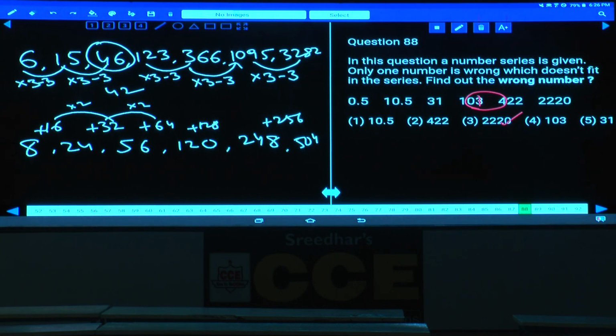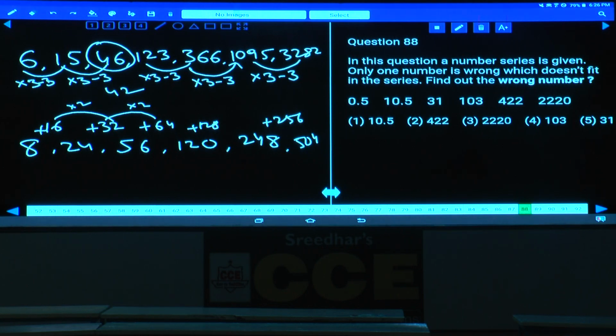Then question number 88. Now question number 88, if you observe here, starting with 0.5 and ending with 2200, the numbers are increasing at a very faster rate. Hence it must be under which category? It must be under product or combination.